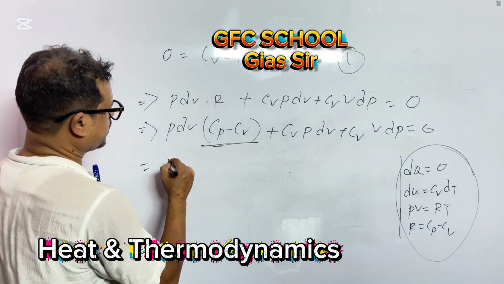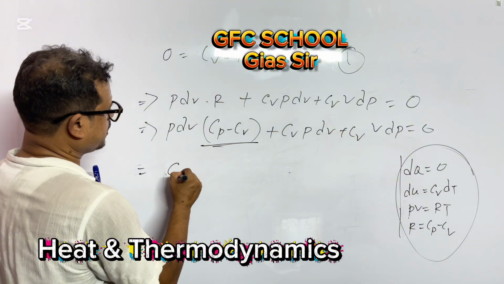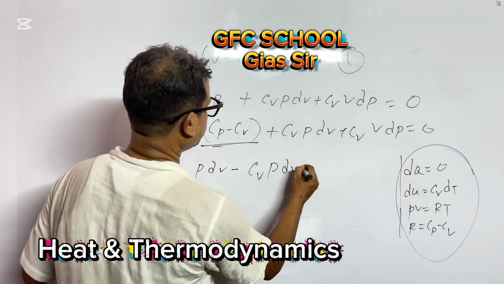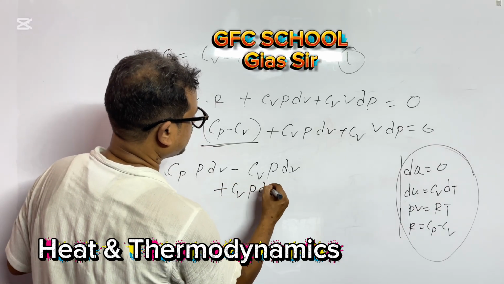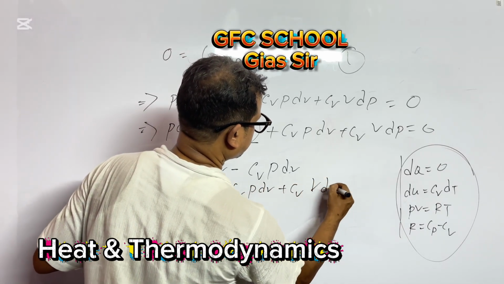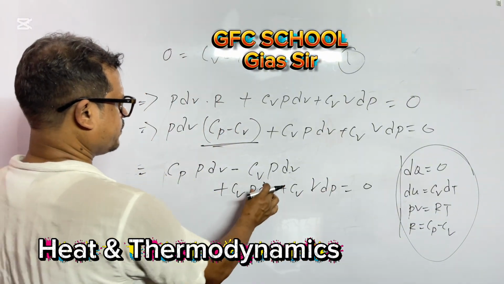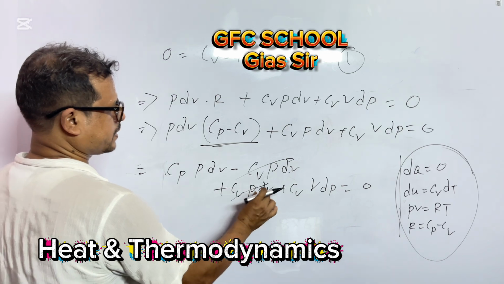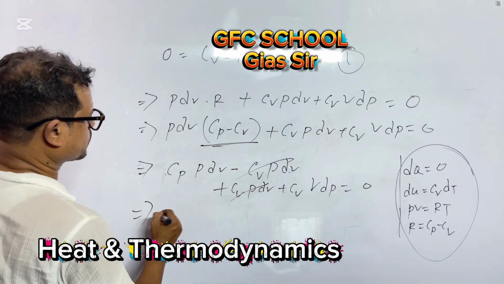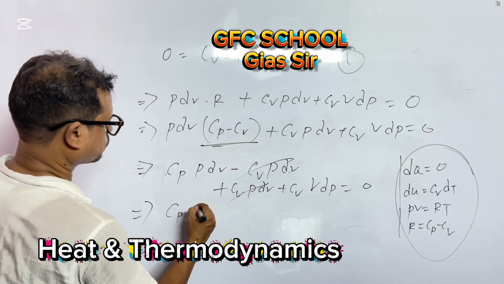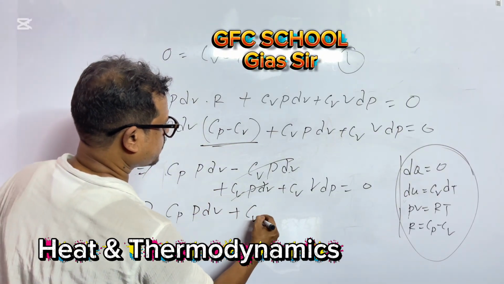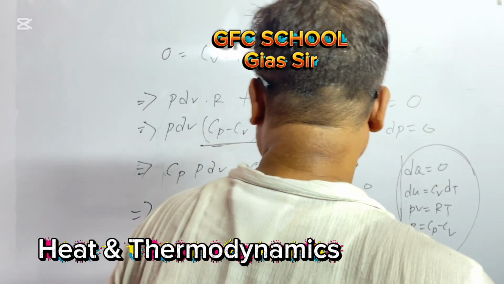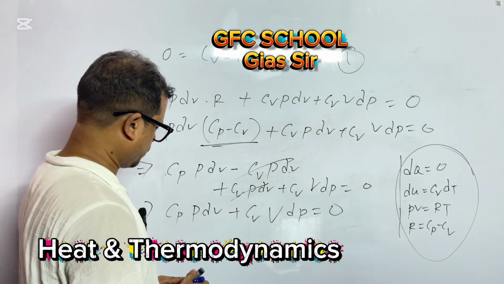Okay, nice, guys. Cp PdV minus Cv PdV plus Cv PdV plus Cv VdP equals 0. Nice, here Cv PdV cancels. That means Cp PdV plus Cv VdP equals 0. This is a line which will be needed for doing something.